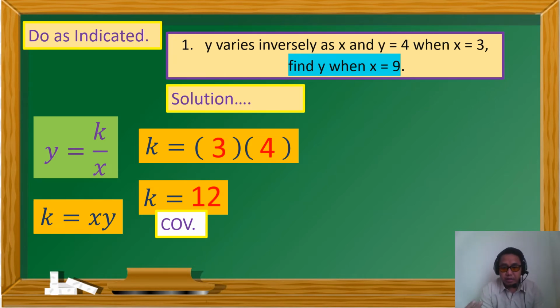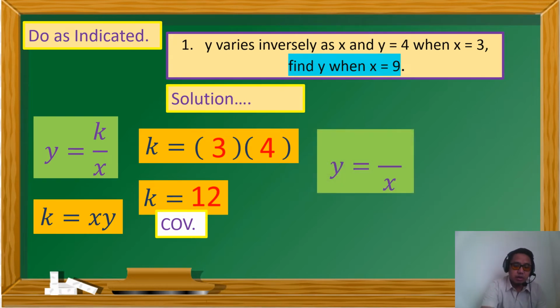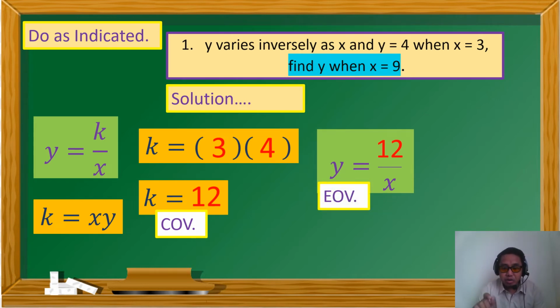Second will be finding, or writing, the equation of variation. How do I do that? Just get y is equal to k over x. That's the original mathematical sentence of this variation. Just write 12, replace the k. So, our equation of variation will be y is equal to 12 over x. That means that will be your formula in finding y when x is equal to 9.